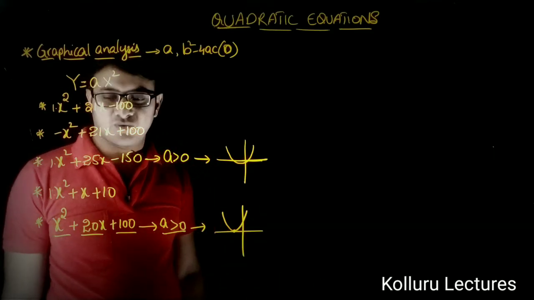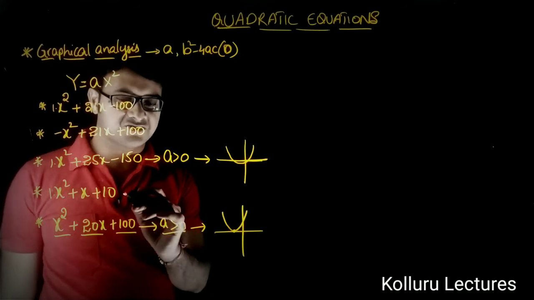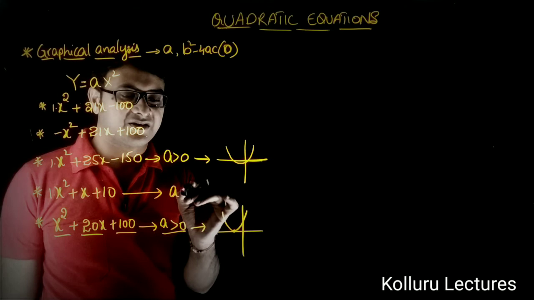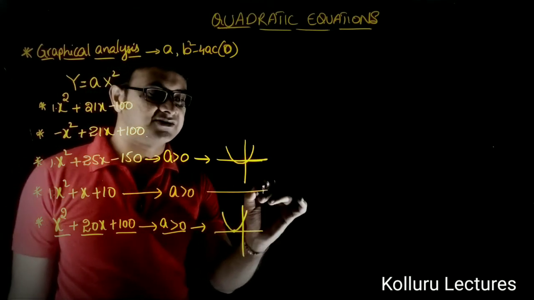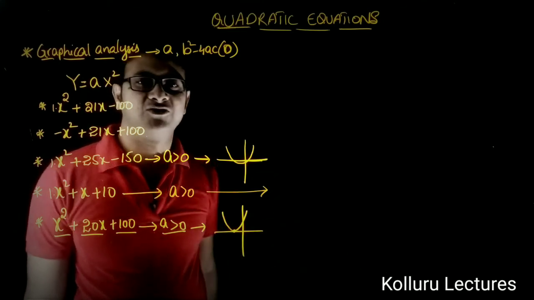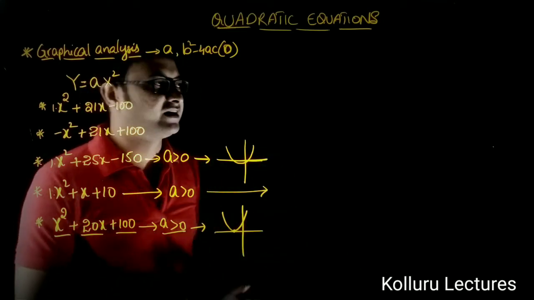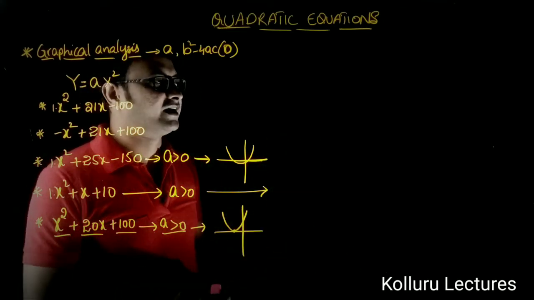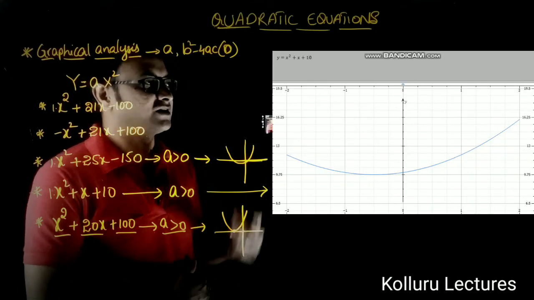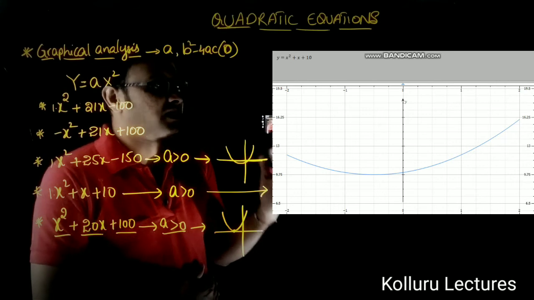Fine. So now let us go for this one, x square plus x plus 10, where a is greater than 0 and b square minus 4ac is less than 0. Now let us have a look at this graph also. You can see the graph very clearly, and here again I am minimizing the values so that I can see the graph.